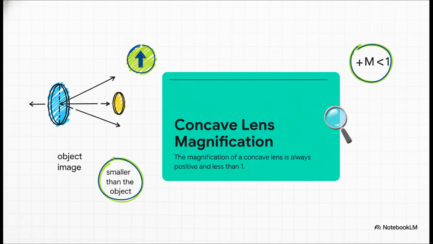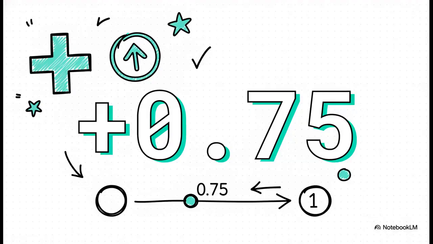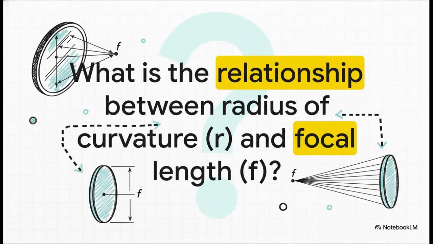Well, upright means the magnification has to be positive, and smaller means the magnification has to be less than 1. So if you saw a few different options on the exam, you were looking for the number that fit those two rules. Something like positive 0.75 is a perfect fit. It's positive and it's less than 1. Simple as that.